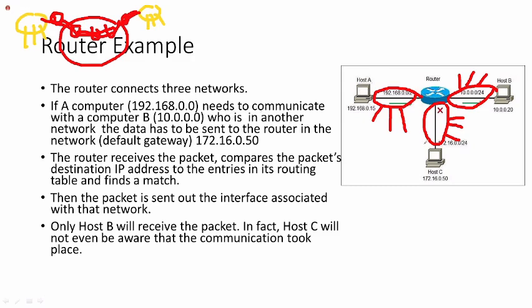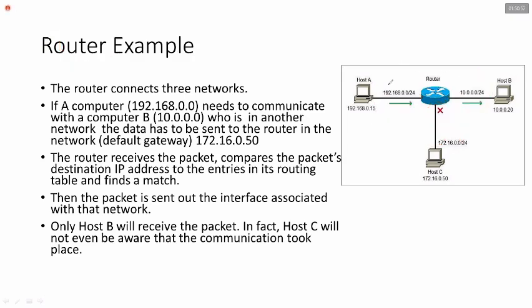So I'm going to erase all this. If A wants to communicate with B, who is in another network, the data has to be sent to the router in the network, the default gateway.